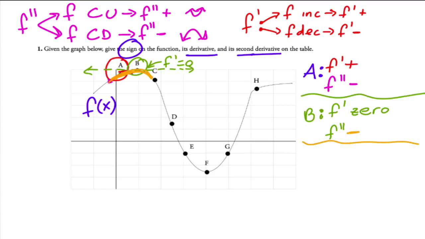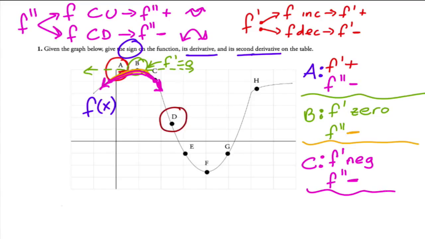Okay, next one. So point C here, same thing. We look at the function and we notice that it's decreasing. And so that means that the first derivative is going to be negative. And notice that it's still concave down. So that means that the second derivative is still going to be negative. So notice that throughout these 3 points right here, the function is concave down, and so that's why all 3 of the second derivatives are negative.